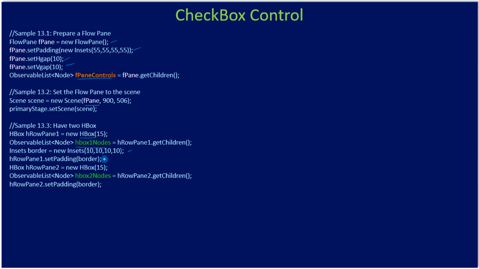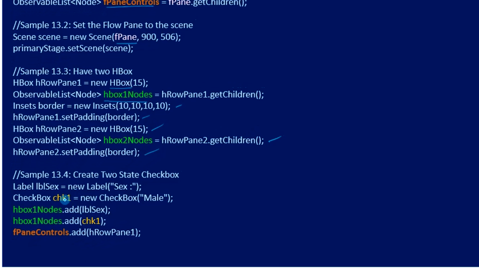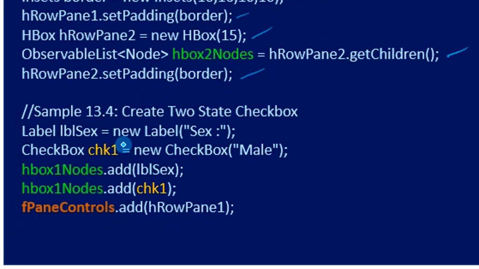Then we create insets for padding, and then we create one more HBox and we get its children and we set padding for the second HBox also. So we use the same border for both HBoxes. So we have two HBoxes now, and there is one FlowPane.